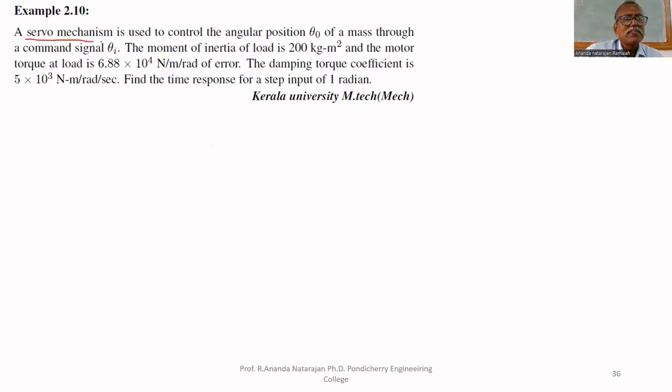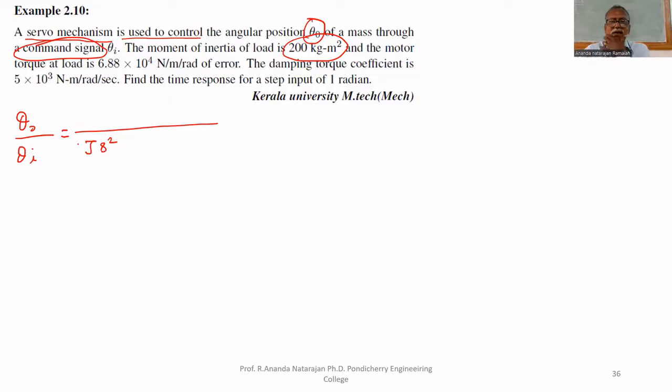A servo mechanism means a mechanical system used to control. A servo mechanism is used to control an angular position theta naught. Therefore, theta naught is the output. Input is theta I through a command signal. Command signal means input. The moment of inertia of load is 200 kg meter square.